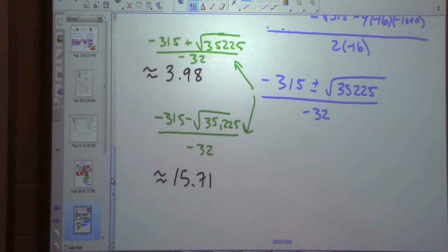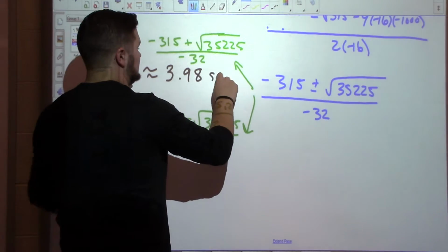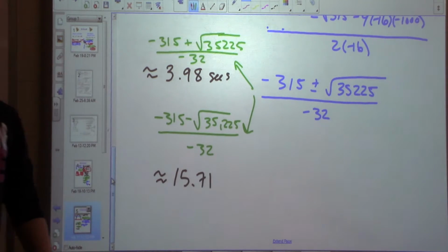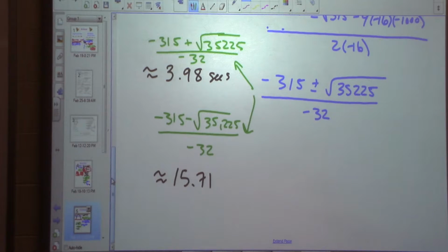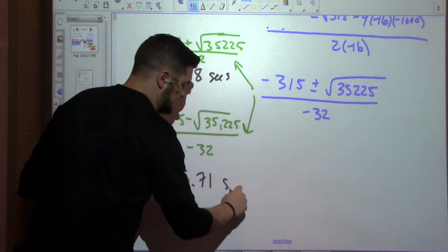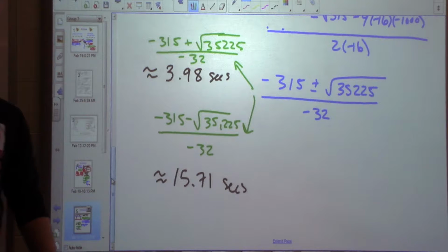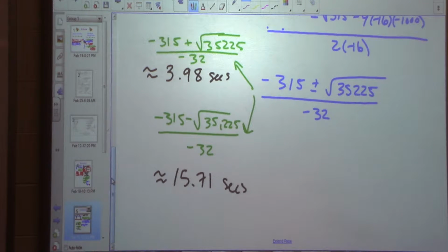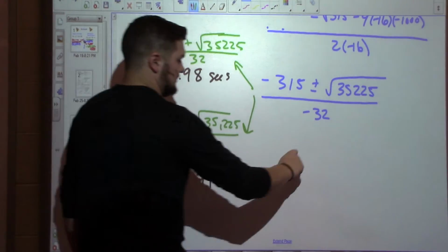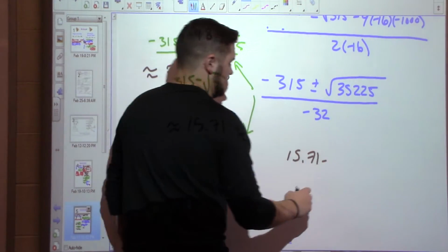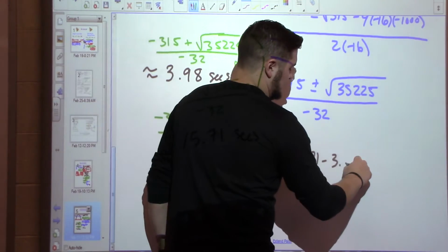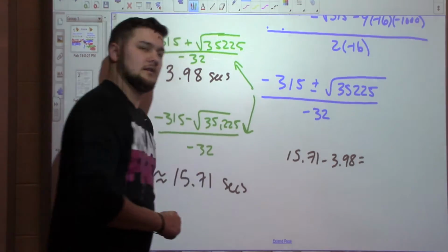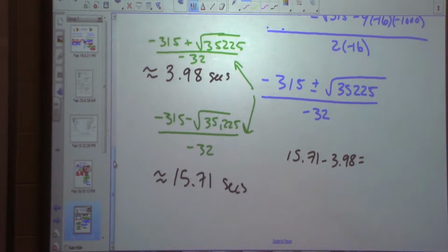So, I know after 3.98 seconds, it's going to go into the cloud cover. It's going to be out of sight. Then, at 15.71 seconds, it's going to come back down out of the cloud cover and be back in sight. So how do I figure out how long it was out of sight? Subtract them, right? Take the difference. 15.71 minus 3.98. How long was it out of sight for?